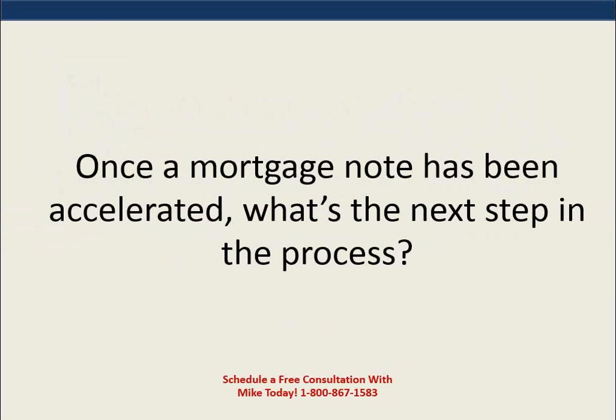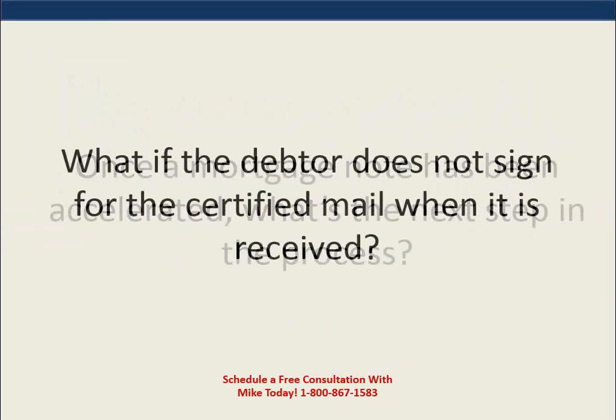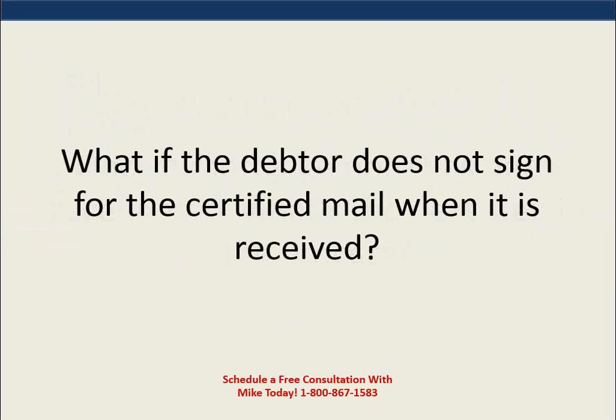So this notice, in addition to being sent by certified mail, is also posted in the public notice section of the courthouse for the county in which the property is located. It's just posted with all of the other public notices. So what if the debtor does not sign for the certified mail when it comes?